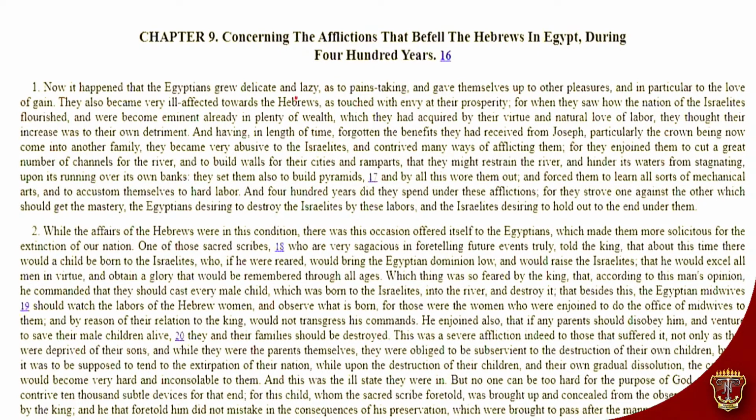I want to be under this master. I want to be under this master. Instead of, what the hell? We're going back to Goshen where it was cracking, where we were good. But we wanted to be slaves. Ain't that something? Fighting over which person will get the ability to learn this particular trade that they're forcing us to learn. Read on. The Egyptians desiring to destroy the Israelites by these labors, and the Israelites desiring to hold out to the end under them.